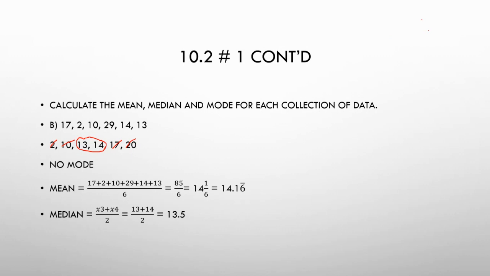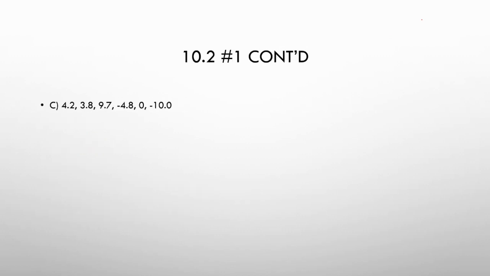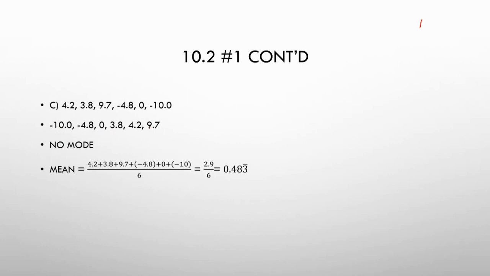Okay, so next we're going to look at part C. For part C, we have this collection of data. I again started by putting my numbers in increasing order. I saw that each number only occurred once, so there was no mode. To find the mean, I added my numbers up, keeping in mind that some of them are negative. And so I got 2.9 divided by 6, which was 0.483 repeating. And then to find the median, there were 6 numbers, and I had 2 middle numbers, so I added my 2 middle numbers together, divided by 2, and came up with 1.9.